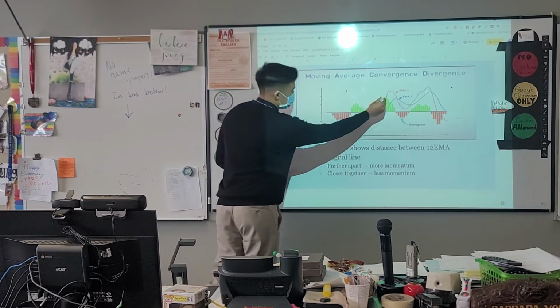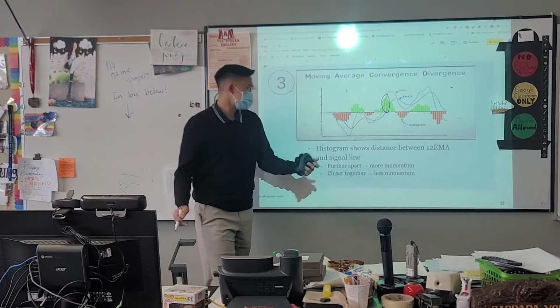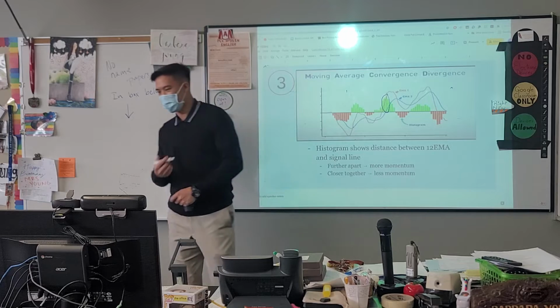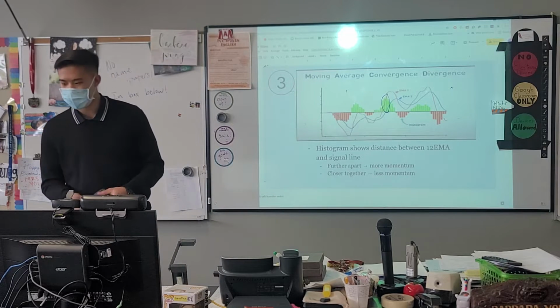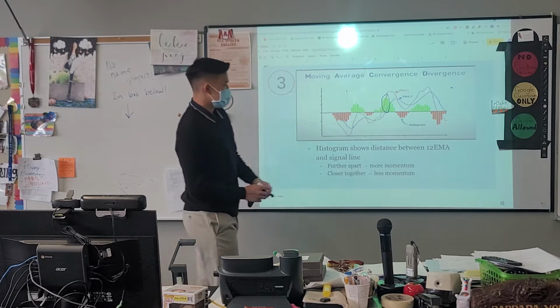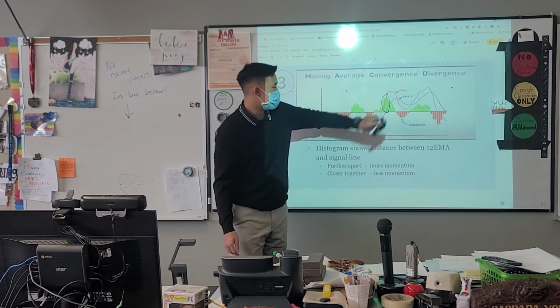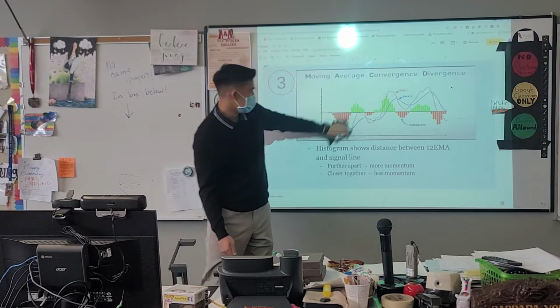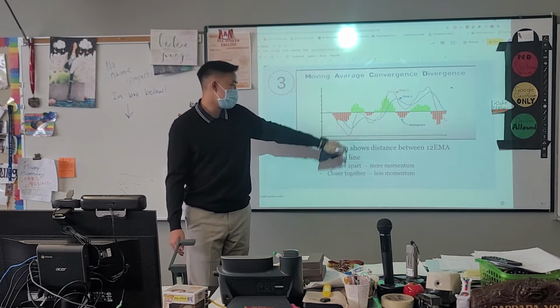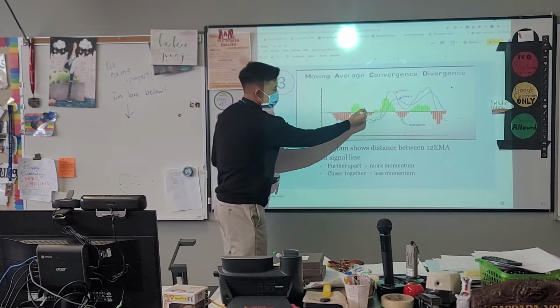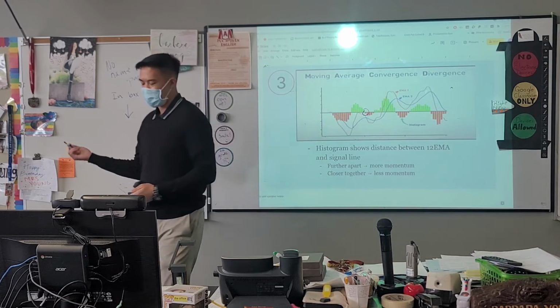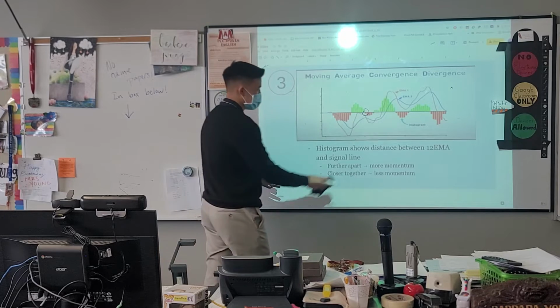So if you take a look like right here where this histogram is large, the moving averages are really far apart. Shows price has momentum. This is above the 0 line, upwards momentum, okay? And then you can apply that to down here as well. This is downward momentum. And then like right here, histogram is really small. Price has no momentum, and it's pretty indecisive.